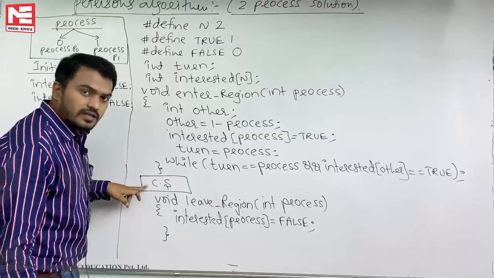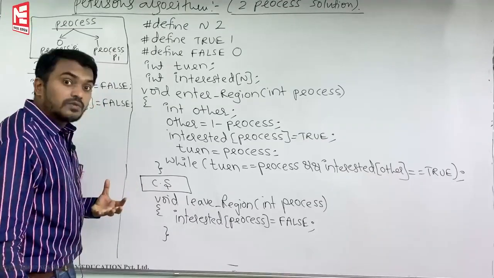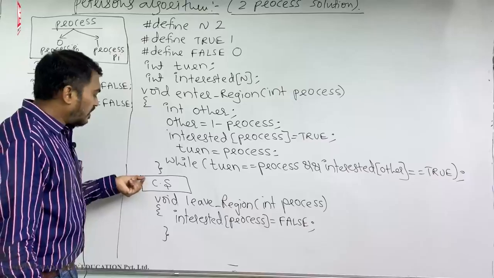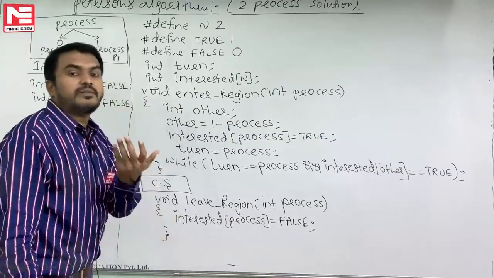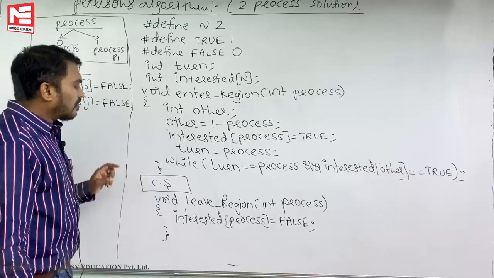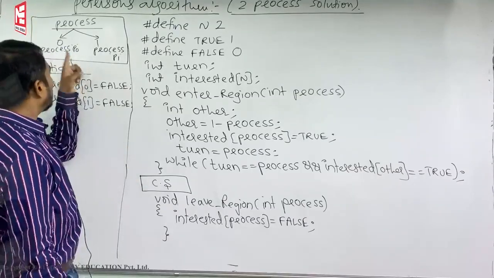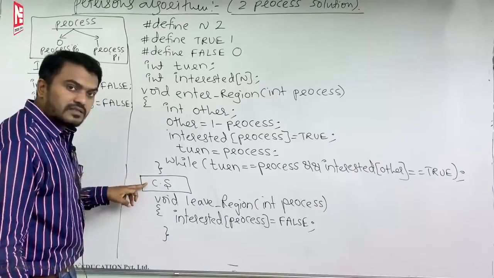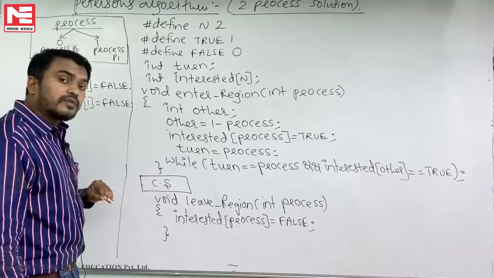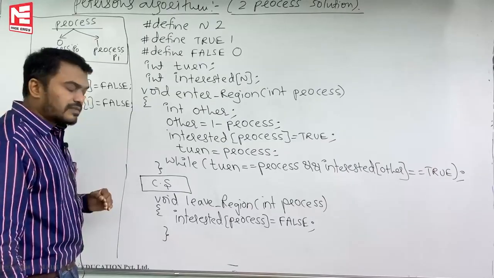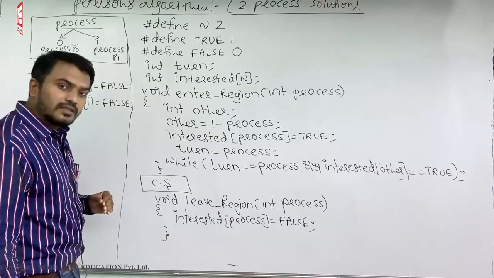We have a common critical section, and what are we trying to do? Critical section means shared variables, shared resources. Both the processes, P0 and P1, are trying to access the common critical section, and we are trying to provide synchronization to the processes to access it.